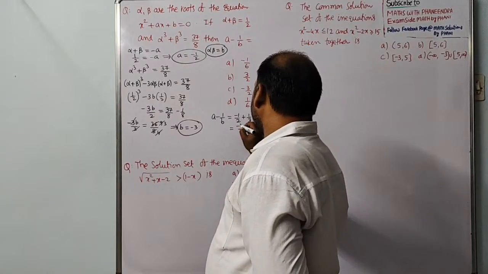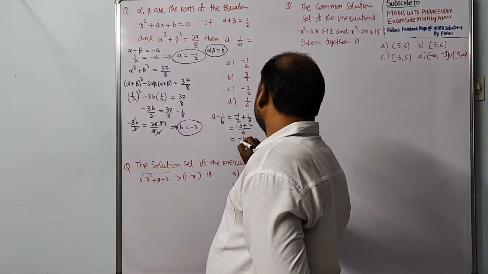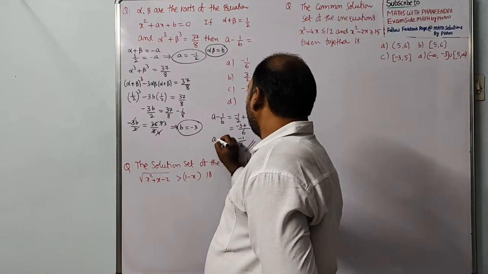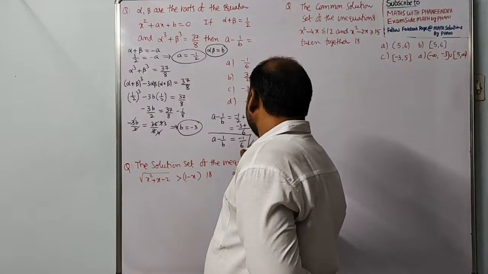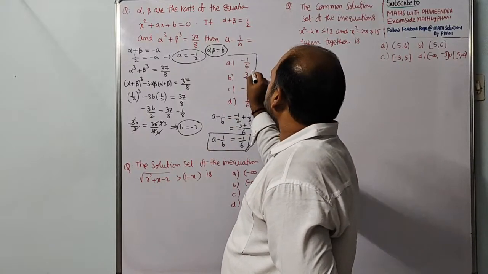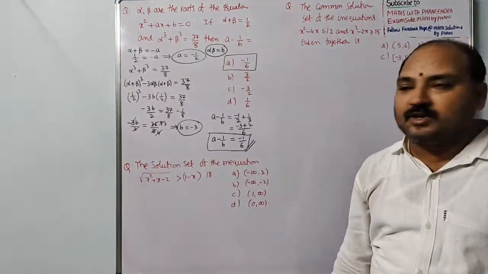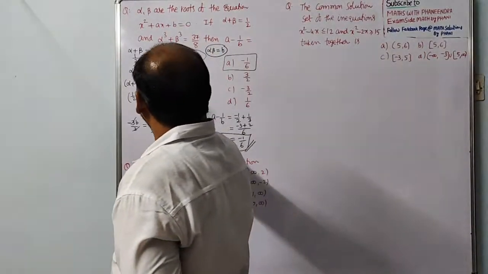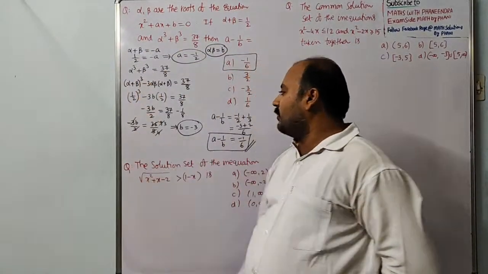2 3s are minus 3 plus 2, so minus 1 by 6. So a minus 1 by b is equal to minus 1 by 6. It is there in the first option, dear students. This is the standard result, the a cube plus b cube formula.